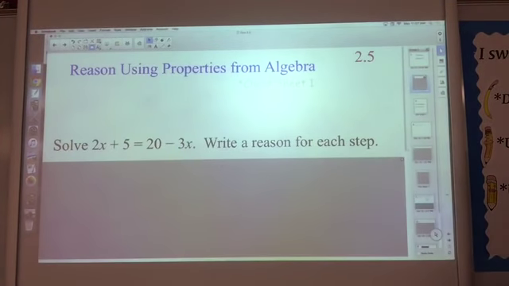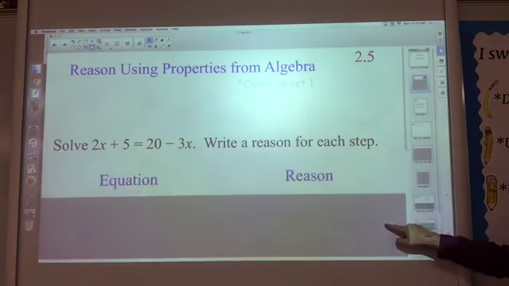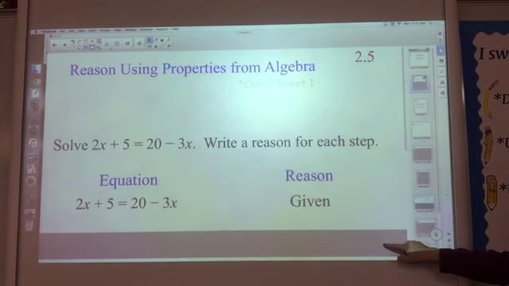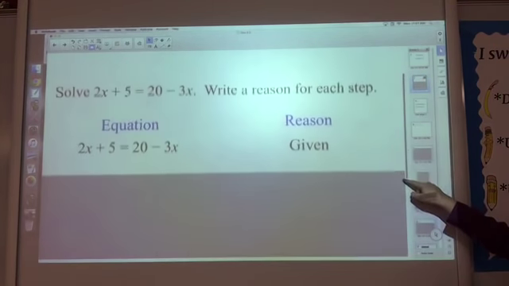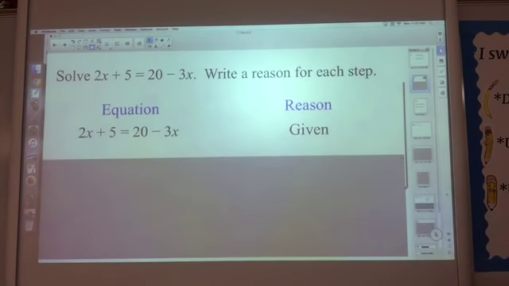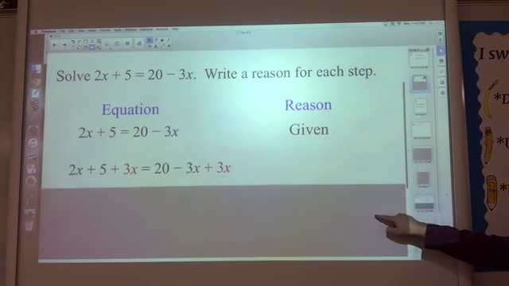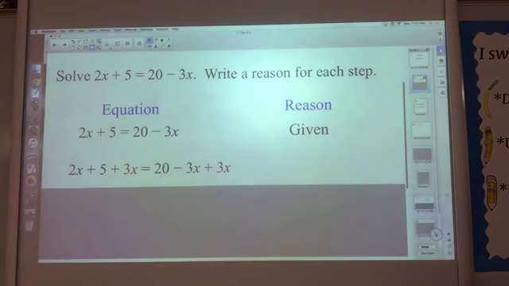For example, here's an algebra problem. Again, I know you can solve the algebra problem, but we're practicing proving a statement using a geometry logical argument and method. 2x plus 5 equals 20 minus 3x. Write a reason for each step. The equation is on the left. The reason is on the right. First thing, add 3x to both sides.